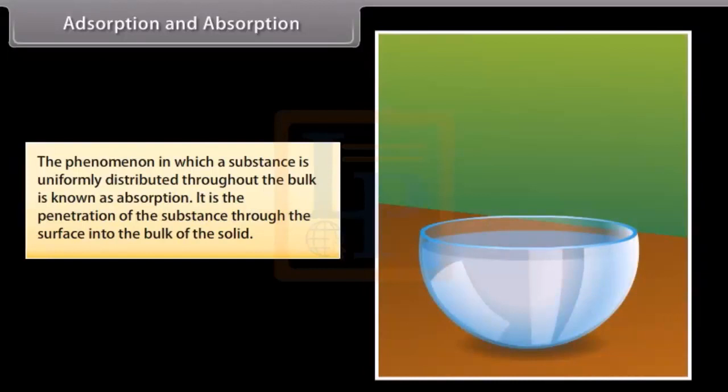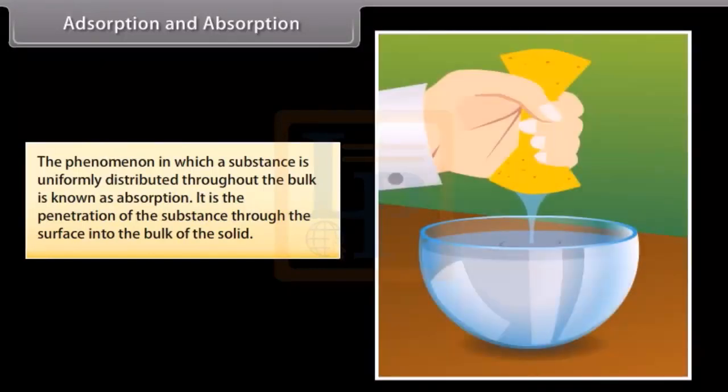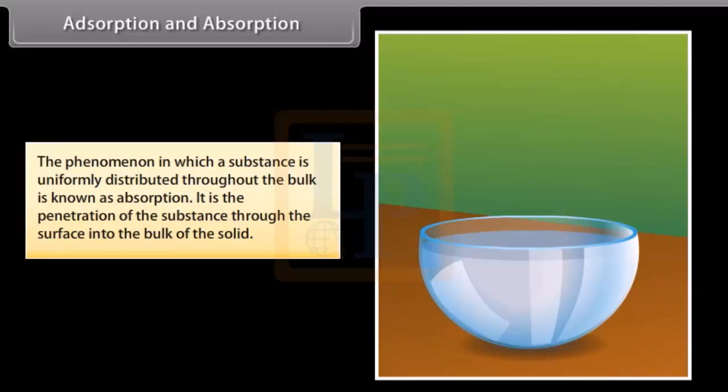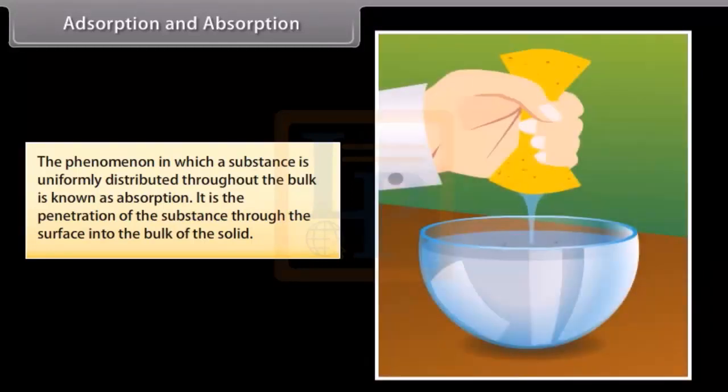The phenomenon in which a substance is uniformly distributed throughout the bulk is known as absorption. It is the penetration of the substance through the surface into the bulk of the solid. For example, when a sponge is dipped in a liquid, it absorbs some molecules of liquid.